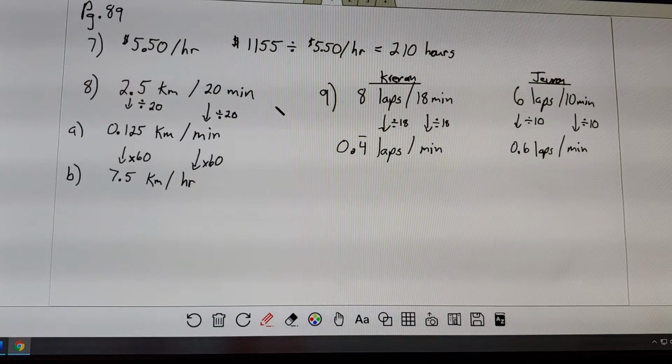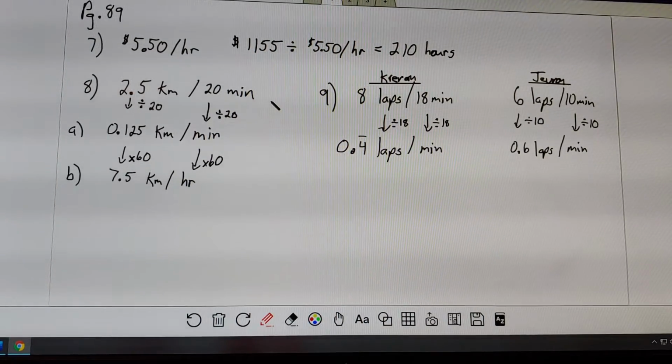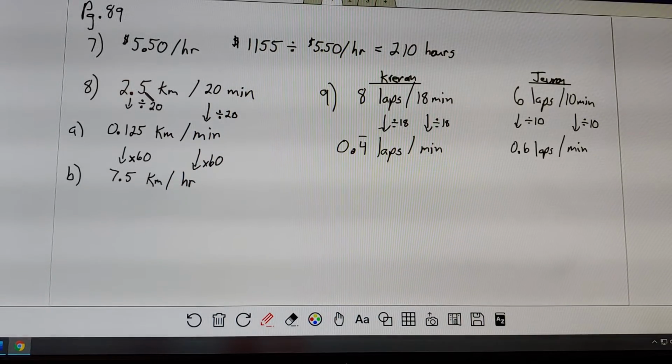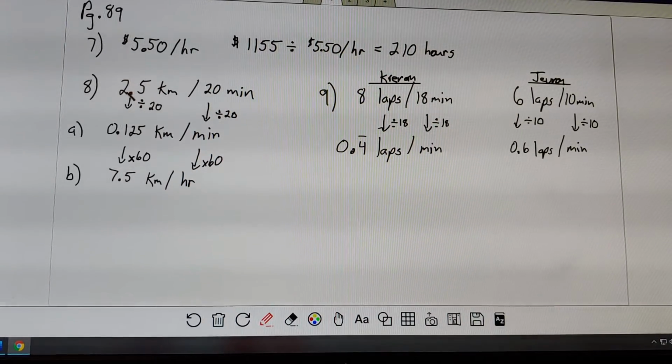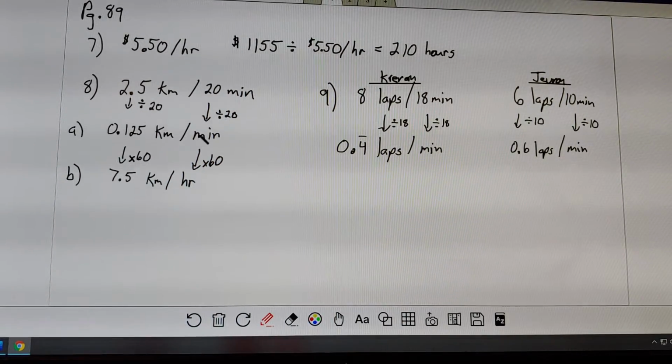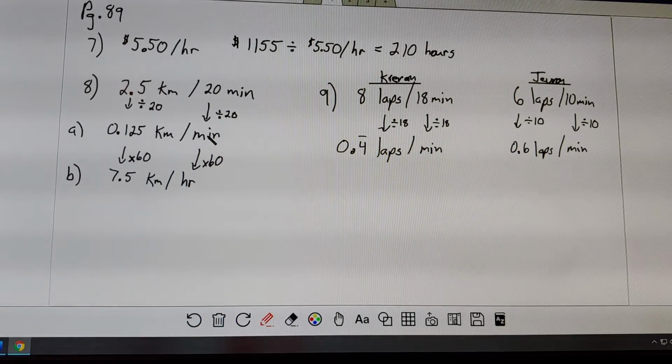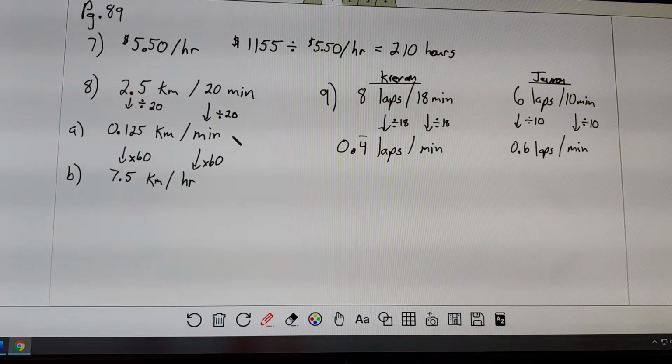Speedwalker walks 2.5 kilometers in 20 minutes, and they want average speed in kilometers per minute. So I wrote down the rate that they gave us, 2.5 kilometers per 20 minutes. And then down here, I wrote down blank kilometers per minute. Again, with taking up this homework, I've pre-written out all the answers just to make this video a little bit faster for you, so you're not sitting there watching me write.